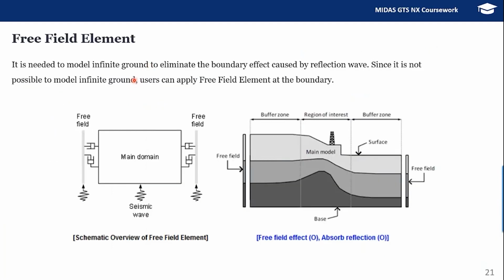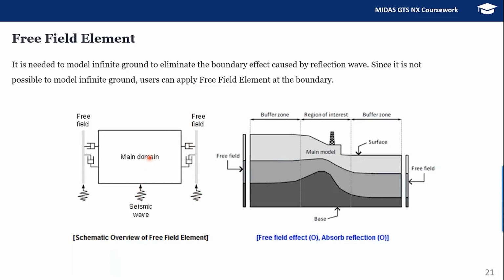And now the free field conditions. As I said, the viscous boundary was not an infinite boundary condition, but free field is an infinite boundary condition. So what is the difference? I will let you know in this slide. Basically, we need to model an infinite condition to eliminate the reflections of the wave. Since we cannot model the entire infinite boundary, we need to simulate that infinite boundary using the free field condition.